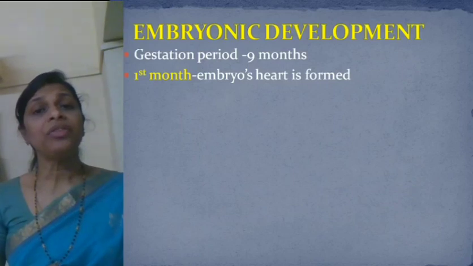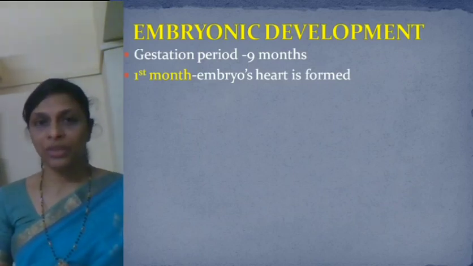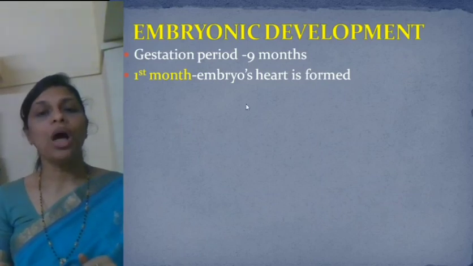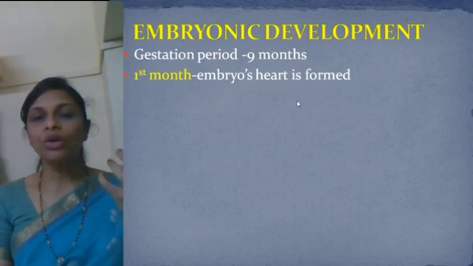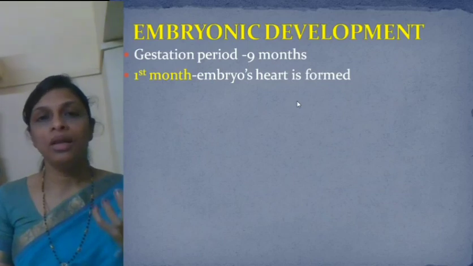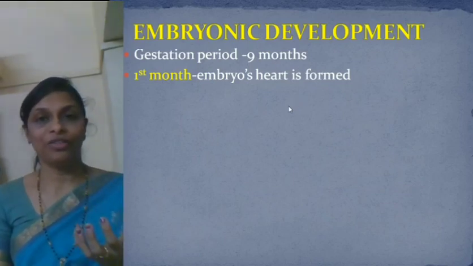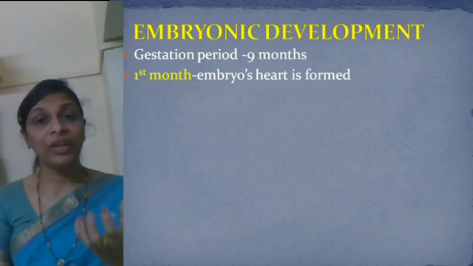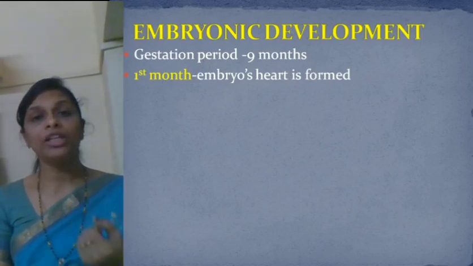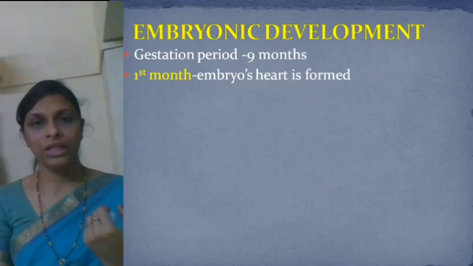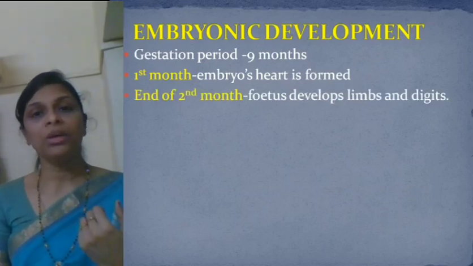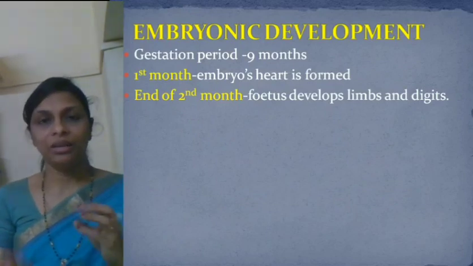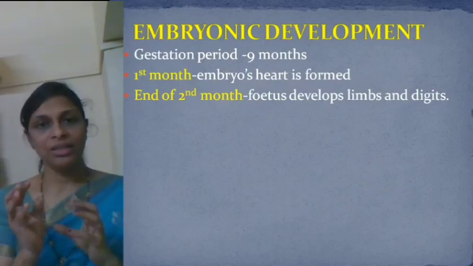Let's see. The first month, towards the end of the first month after the fusion of the zygote, what happens is the embryo's heart will be formed. So the first organ to be formed in a baby is the heart of the baby. So by the end of the first month, we can feel or we can hear the heartbeat of the baby. The baby's heart starts beating. Then, end of the second month, what happened? The fetus develops the limbs and the digits. The small hands and fingers start developing.